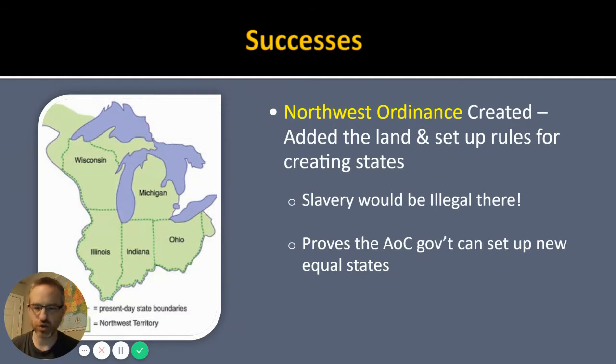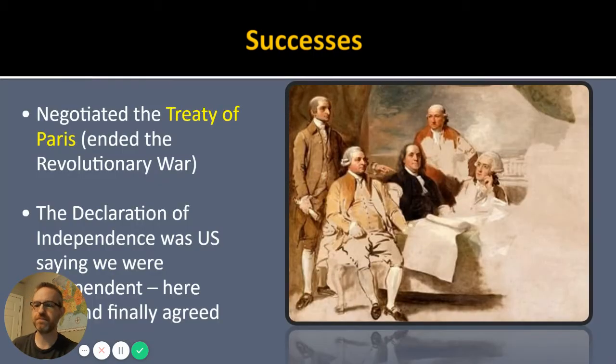Let's not talk about the issues first, though. Let's talk about what works. Everybody agrees that the government should be able to set up new territories. So under the Articles of Confederation, we put together something we call the Northwest Ordinance, or the Northwest Territories. These five states you see here on the map, they set up the land for them. They say that slavery is not going to exist there. And this proves that the Articles of Confederation has some power to do that.